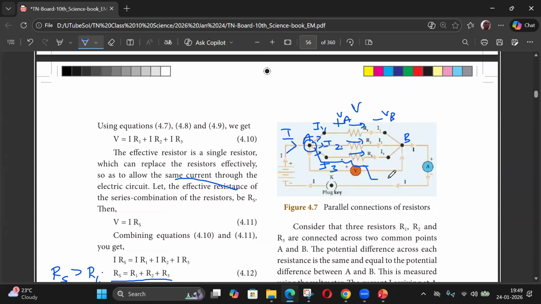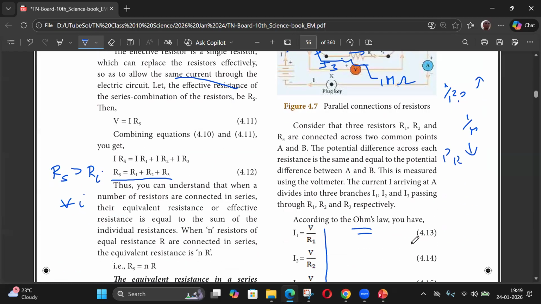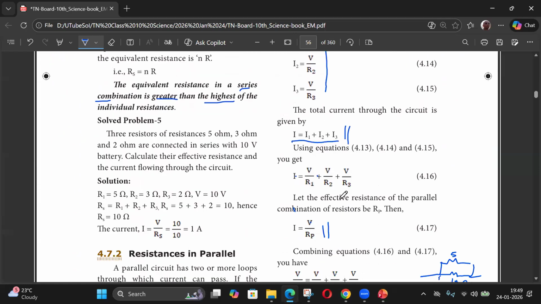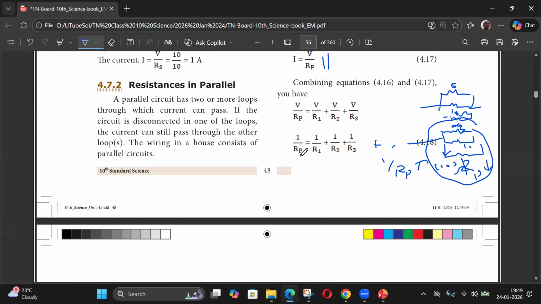Say this thing is 1 megaohm, 10 to the 6 ohms. Understand mathematically, 1 by RP will increase by 1 by mega. That means RP will decrease. So that is one interesting point to note. In parallel combination, if we add more resistors, even if it's a very high value, we are actually making the current flow more easily, because we are creating another path.